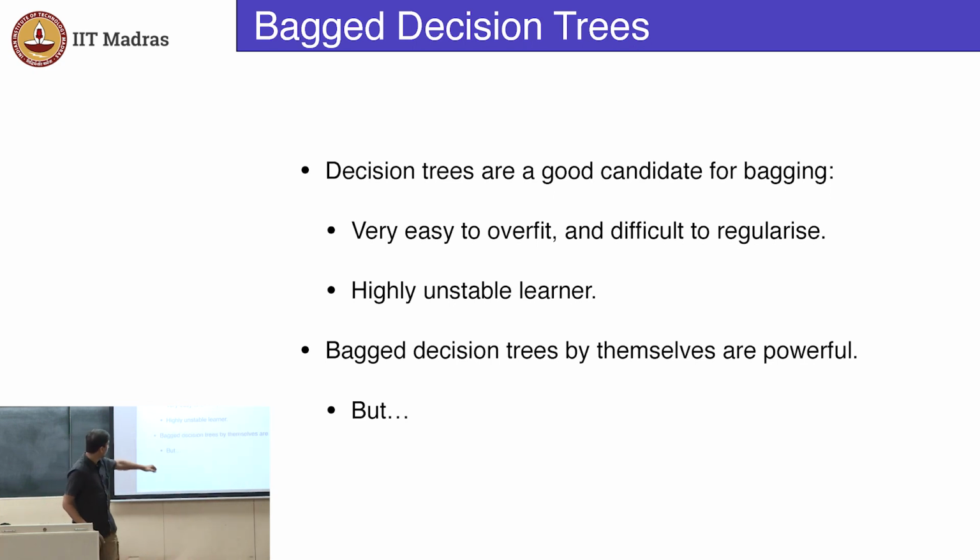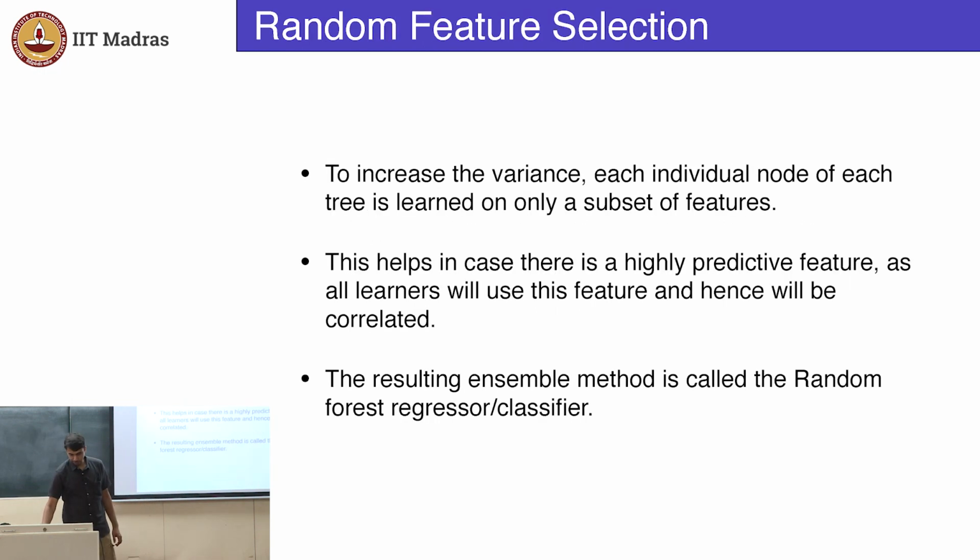So what am I saying? They are themselves very powerful, but you can go one step further and make bagging a very powerful tool. As I told you, one way to make bagging very powerful is to make these individual models have very high variance. How would you go about doing that? To increase the variance, when you construct a single node of the decision tree, you search over all possible attributes and all possible thresholds, right?